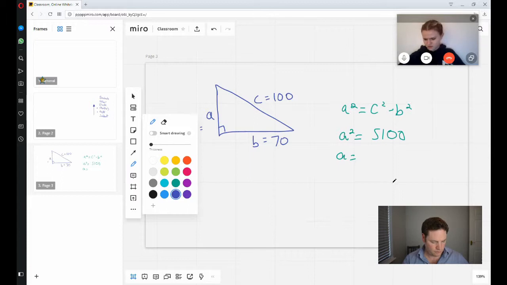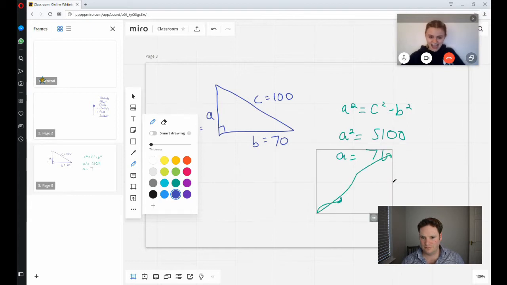I don't know if I've done this right. 71 point loads of numbers. Yep, go for 71.4. Okay. Whoa! That's artistic. 71.4. There we go. Yep. Awesome.